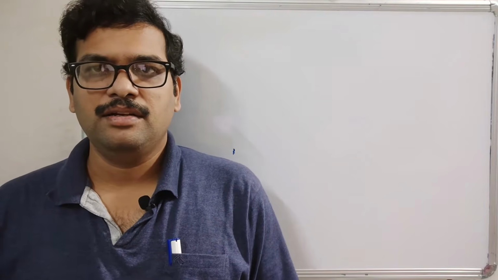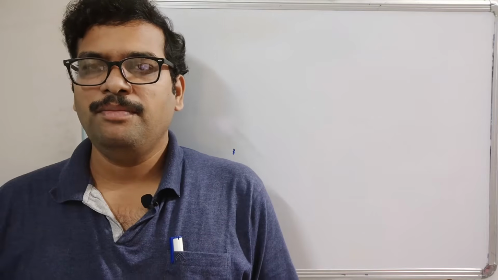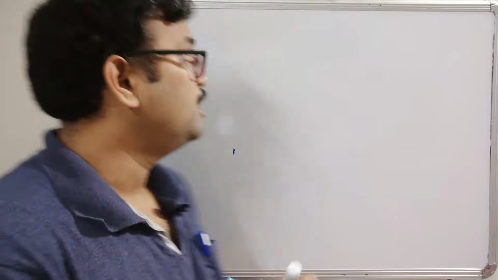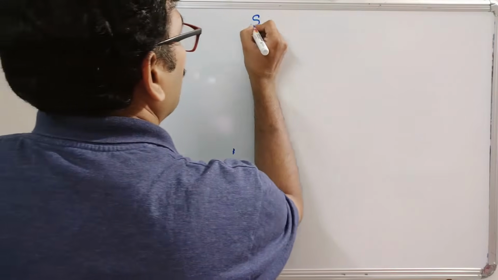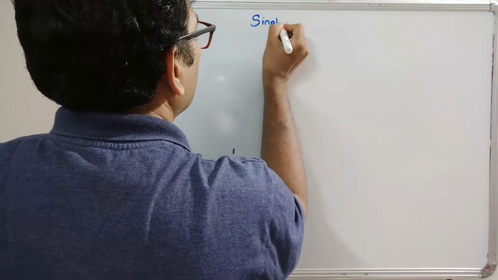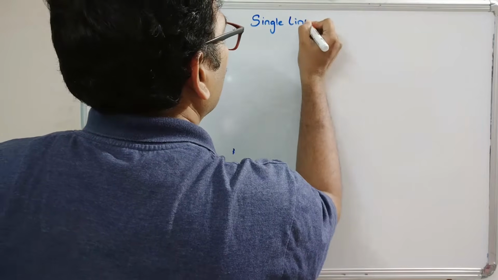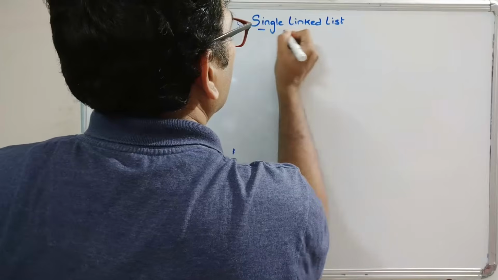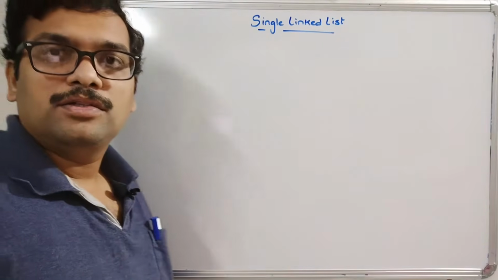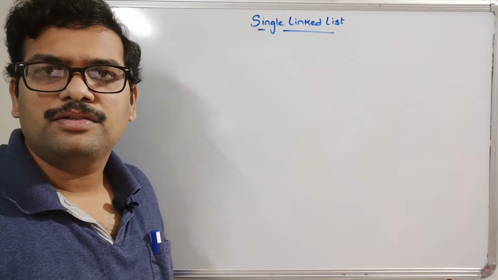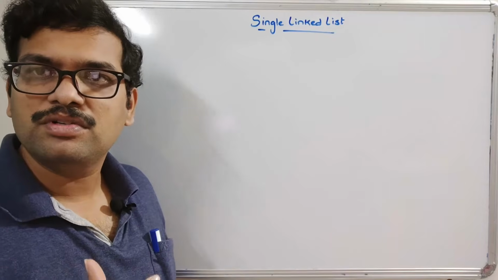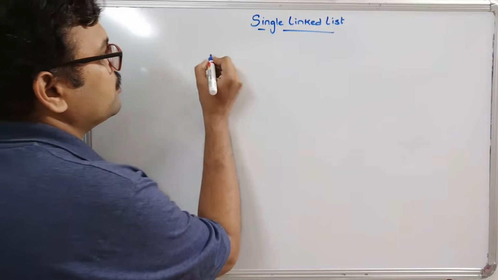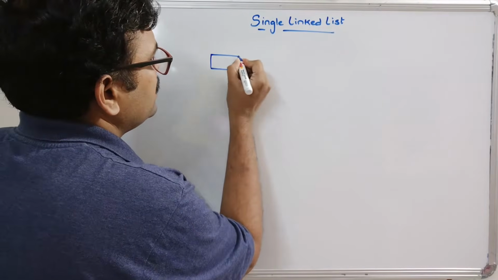So in today's session we'll discuss how to implement a single linked list in Python. This is a linear data structure. Here we'll have nodes which are linked with each other. So this is the structure of a single linked list.